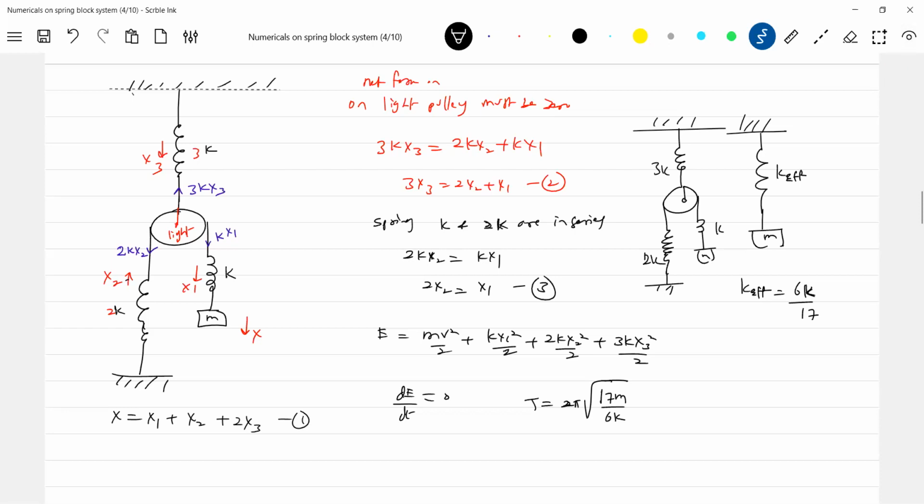So they may test you with questions like this. Find the effective spring constant of the system. Nothing but find out the time period, then replace all the springs by one equivalent spring. If both the blocks have the same time period, this is the effective spring constant.